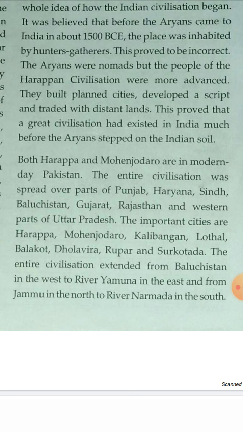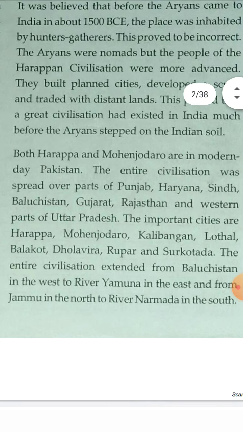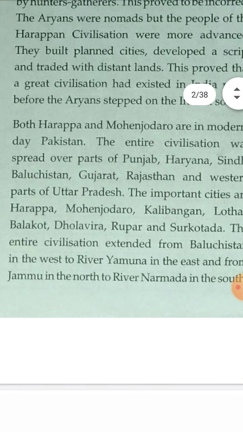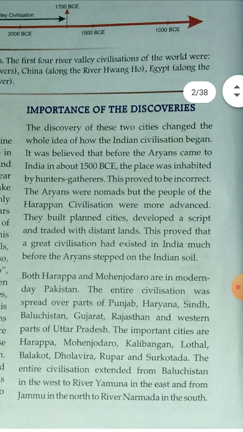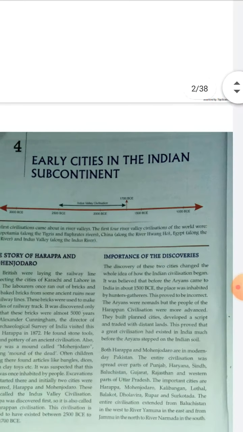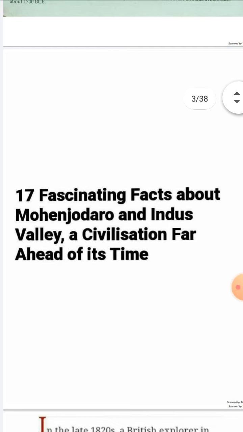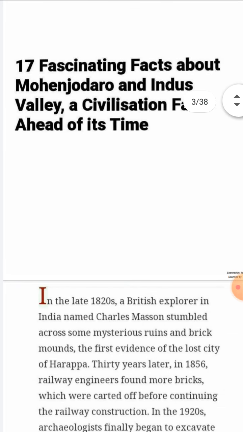The entire civilization extended from Balochistan in the west to the river Yamuna in the east, and from Jammu in the north to the river Narmada in the south. So these are the cities. Now today I am sharing with you about Indus Valley Civilization, about Mohenjo-daro, about Harappa. What are the fascinating facts? And then we continue later on in the next video about the other things.